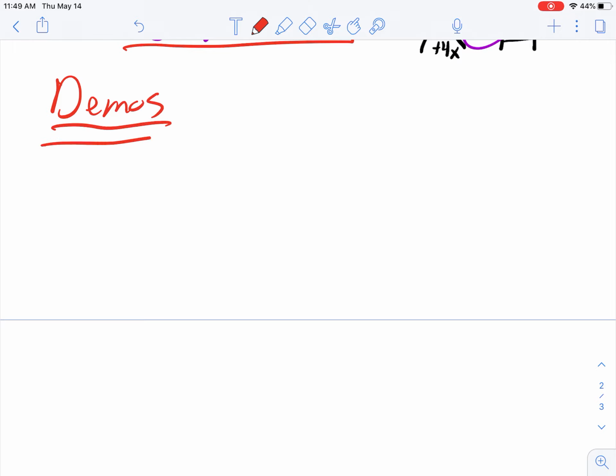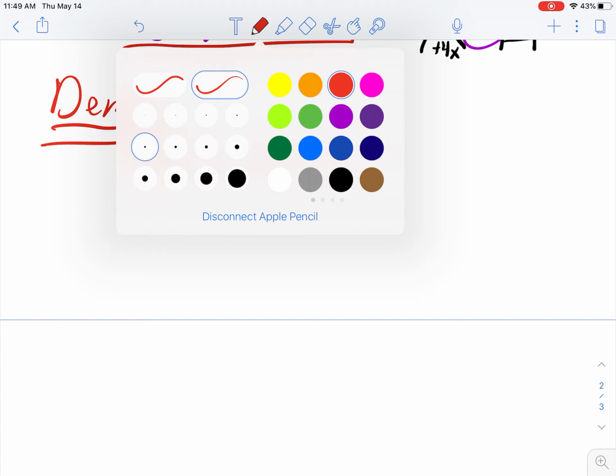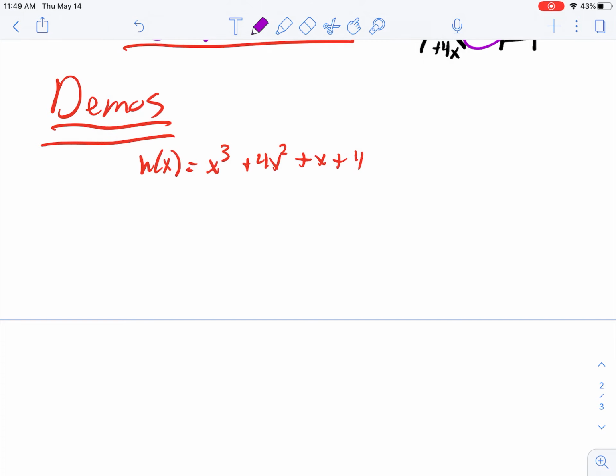And I just remember, Desmos is what you use on your calculator. So let's take this next one here. H of x equals x cubed plus 4x squared plus x plus 4. We want to find the possible ones to check. I could just randomly start plugging numbers into my Desmos, or if you have a graphing calculator, you can do that. But let's narrow it down.